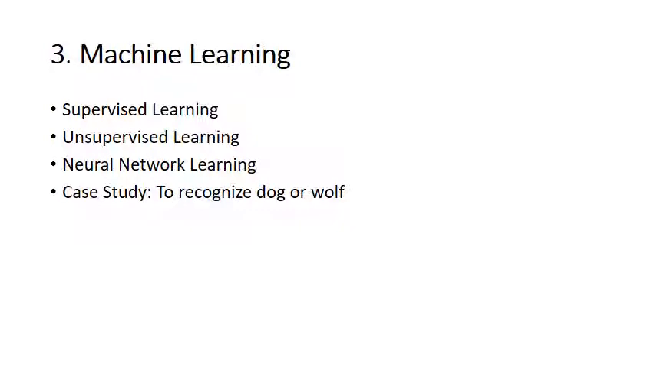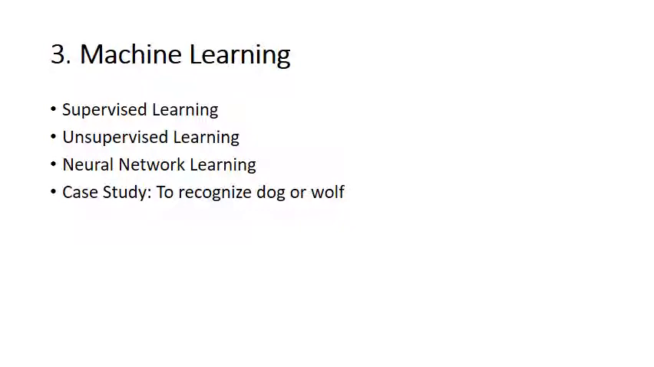Then the main important architecture in machine learning is neural network learning, where we build a network of layers. Some are input layers, some are output layers, and some are hidden layers. We give the input at the input layer, it is processed in the hidden layers, and the output is given at the output layer.